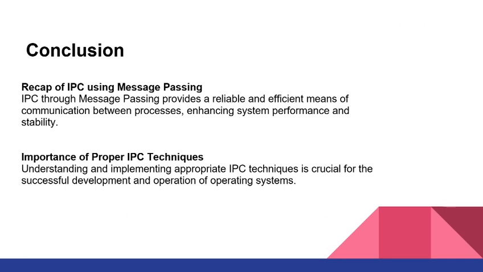Now coming to the conclusion, a recap of inter-process communication using message passing. Inter-process communication through message passing provides a reliable and efficient means of communication between processes, enhancing system performance and stability. Understanding and implementing appropriate inter-process communication techniques is crucial for the successful development and operation of an operating system.